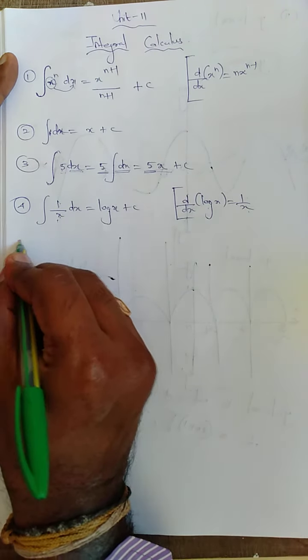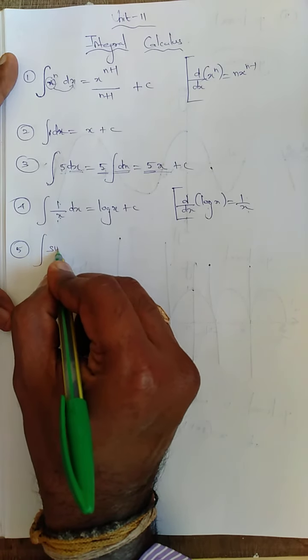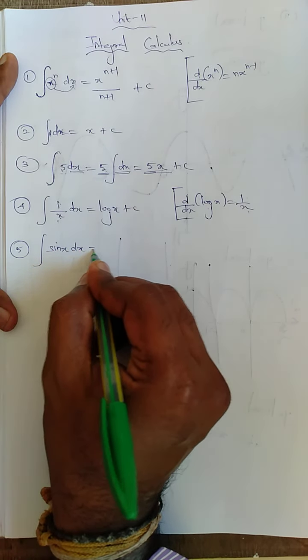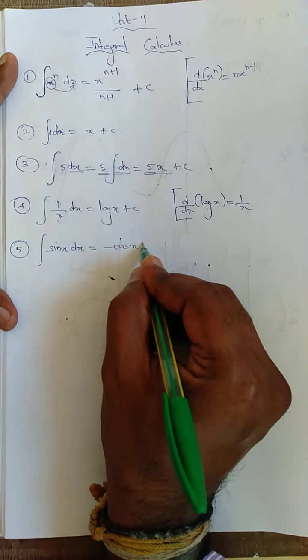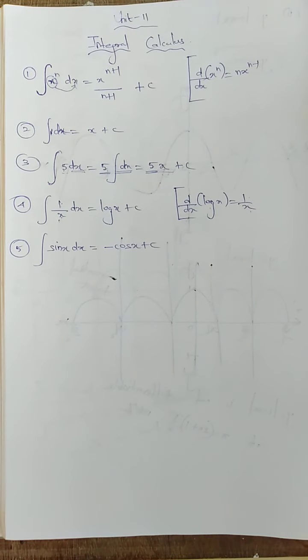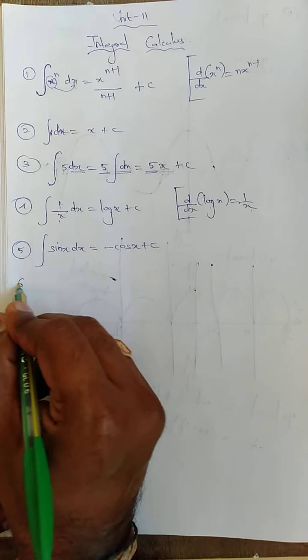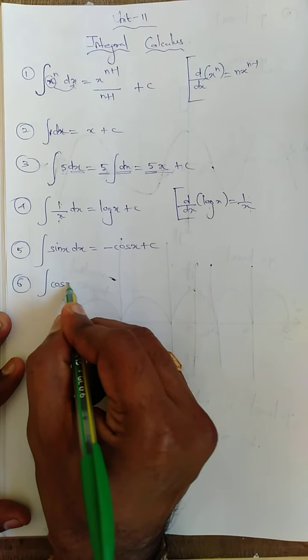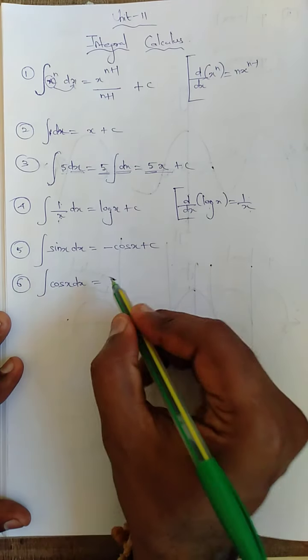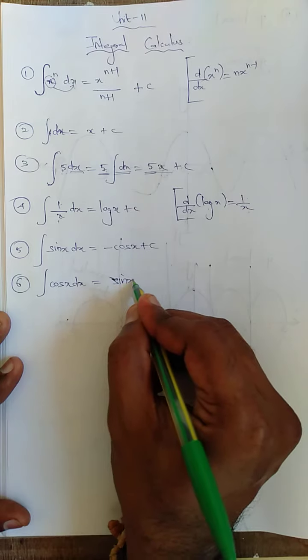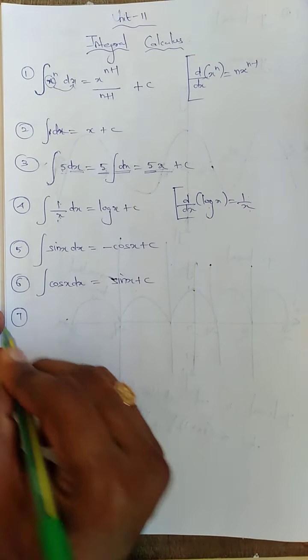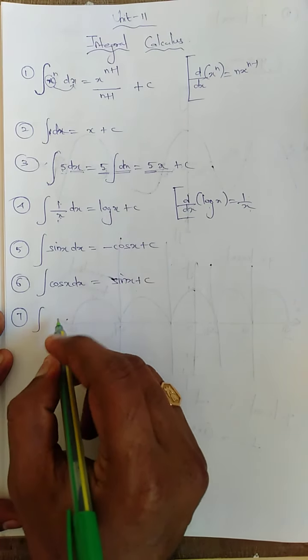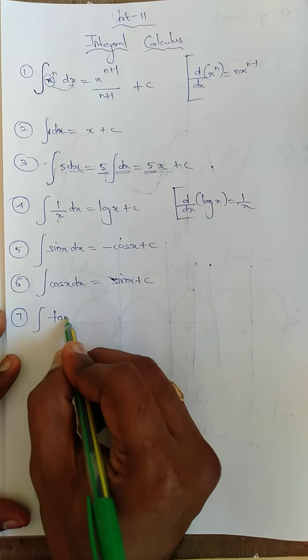The fifth formula is integration of sin x into dx, nothing but minus cos x plus c. Sin x into dx is minus cos x plus c. Integration of cos x into dx is nothing but sin x plus c. Seventh formula: after cos x we are going to see tan x.